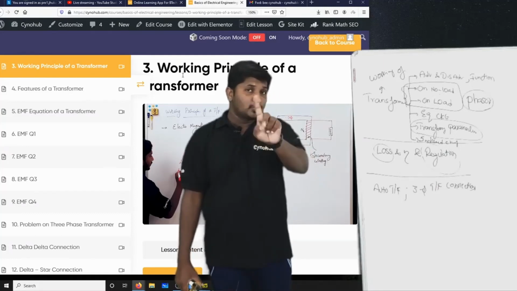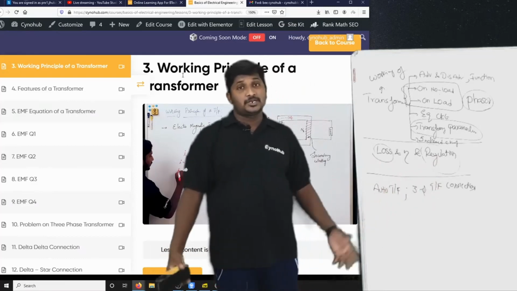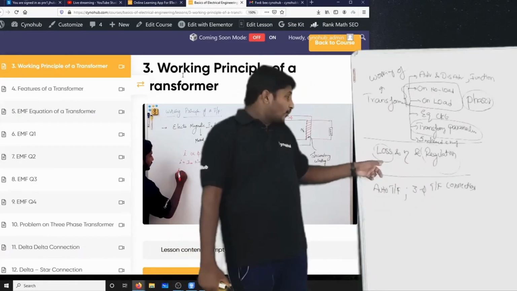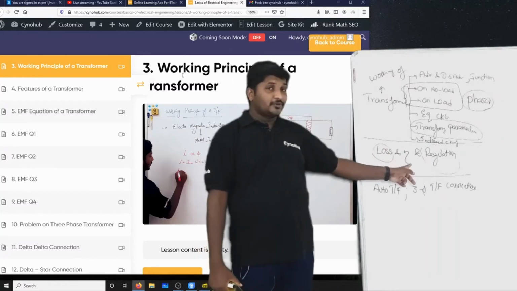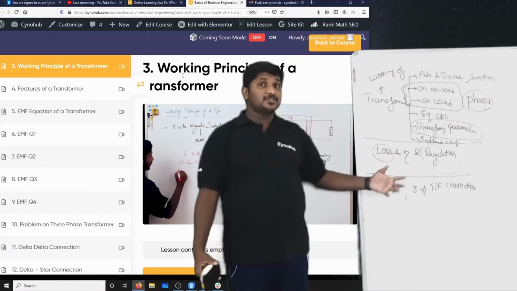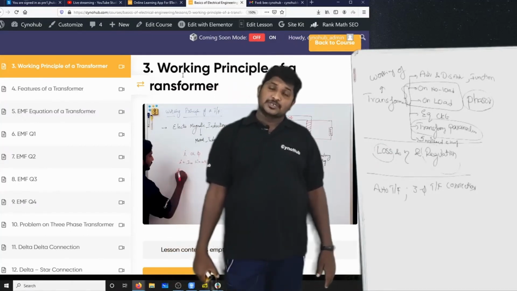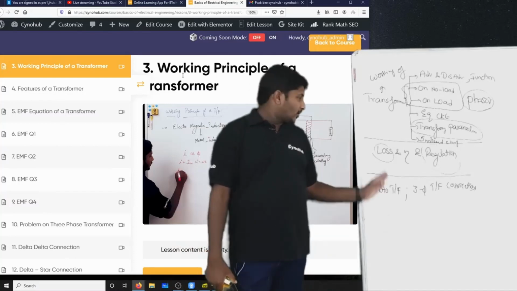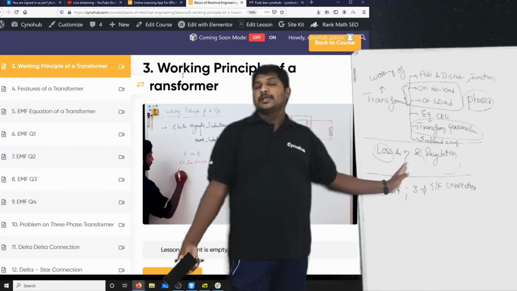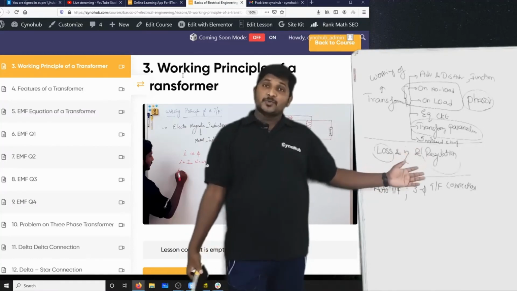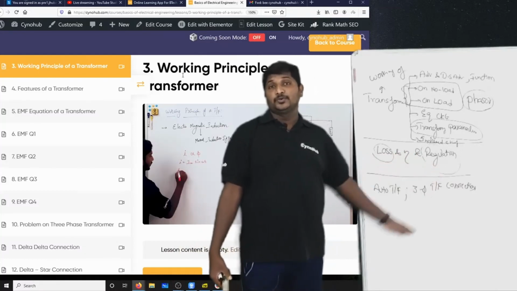Two numericals. One is to find the efficiency, another one is to find the regulation. If you want to find the efficiency, you need the losses. What is efficiency? It is output by input, that is output by output plus losses. Now they will give the losses value, you substitute in the efficiency formula, you will get efficiency. They will give voltage values at no load case and load case, you will get the regulation value.